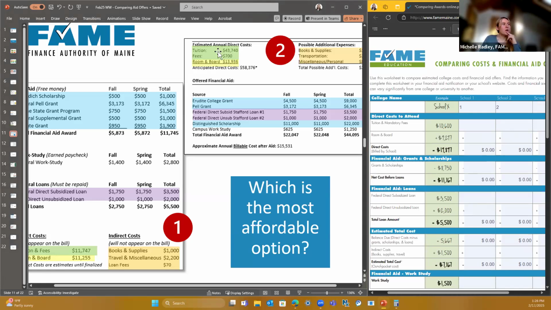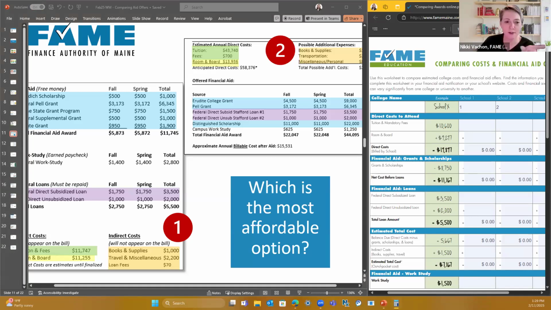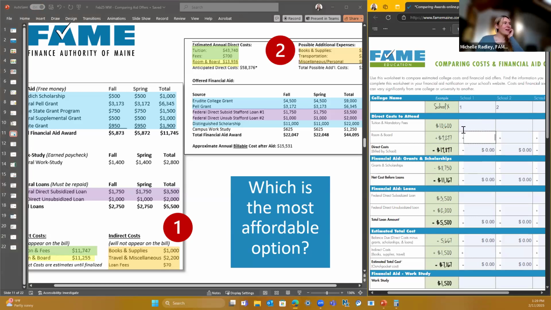So you have that 43,740 as well as the $700. And I do actually need to pull up my calculator for that, I think, because I am not going to try to do that off the top of my head and get it wrong, because that would be embarrassing. I'll do it. Why don't you do the first school? Sure. On school two. Okay, thanks, Nikki.